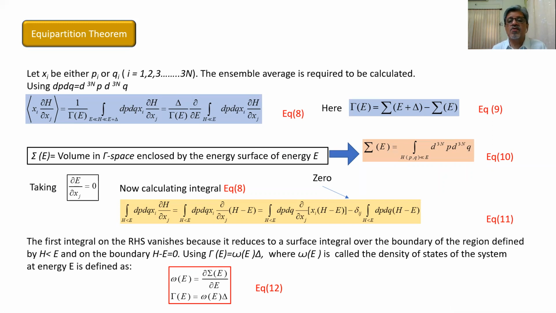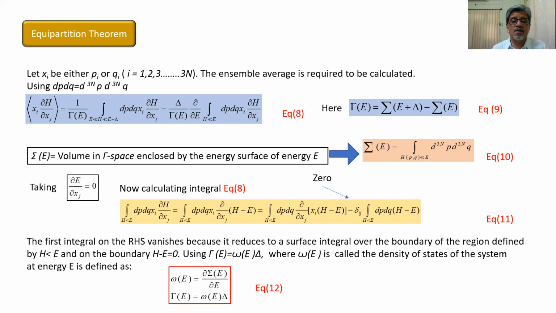So the first integral on the right-hand side of equation number 11 is 0 because it reduces to a surface integral over the boundary of the region defined by H less than E. So it is a boundary region and it is represented as 0. And on the boundary region, we know that H minus E means H is equal to E. At the boundary region, both are the same and that is why it becomes 0.